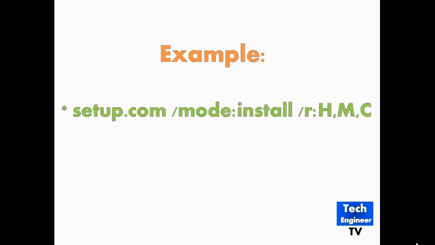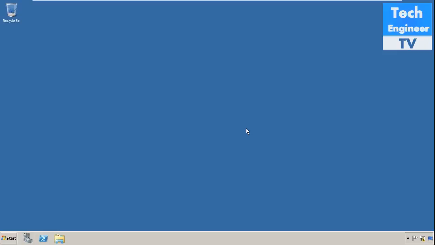So this four will be separate and edge will be separate. This is what the command will be. Now let's go to our Server 2008 R2 machine, which currently I'm in, and we have to run the command.